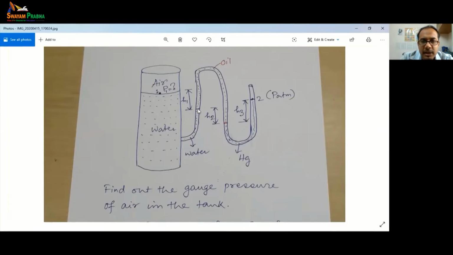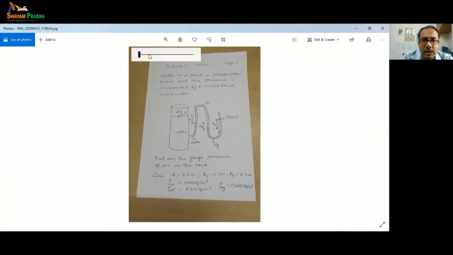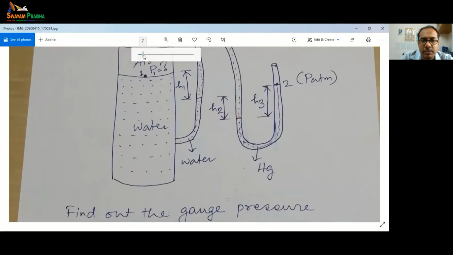Similarly, from this point to this point, we have the same liquid, which is oil. So at the same height, where the oil column starts and the other part of the tube at the same height, we will have the same pressure. Basically at this point and this point, the pressure will be the same. So here as well as here, the pressure will be the same. Similarly, here as well as here, the pressure will be the same.